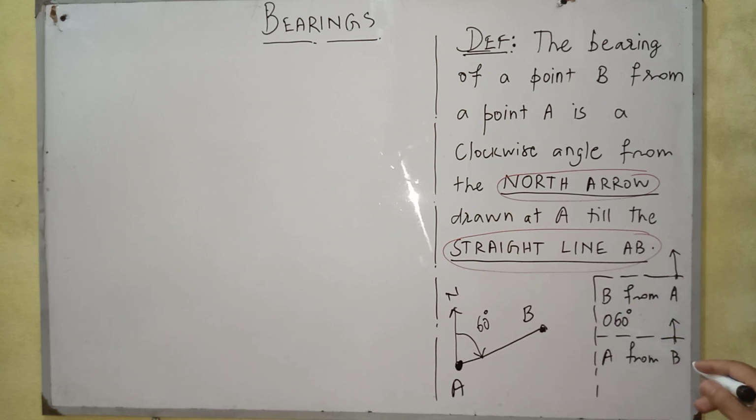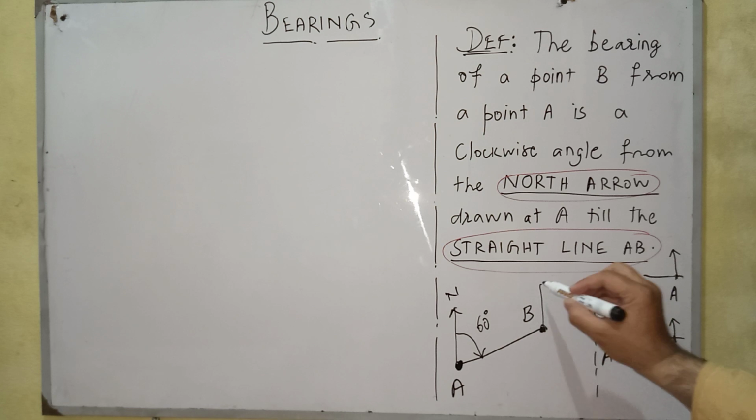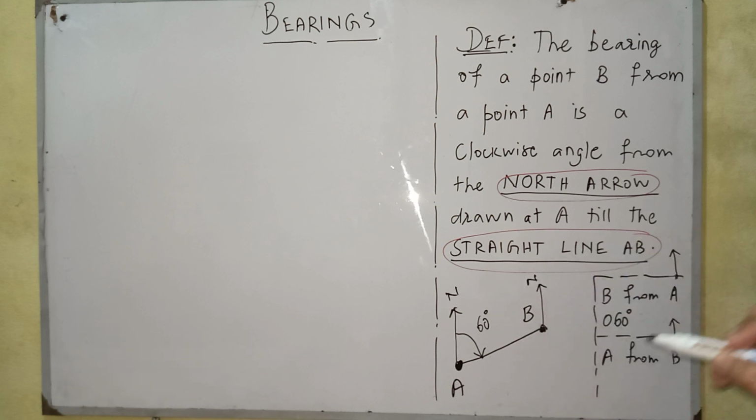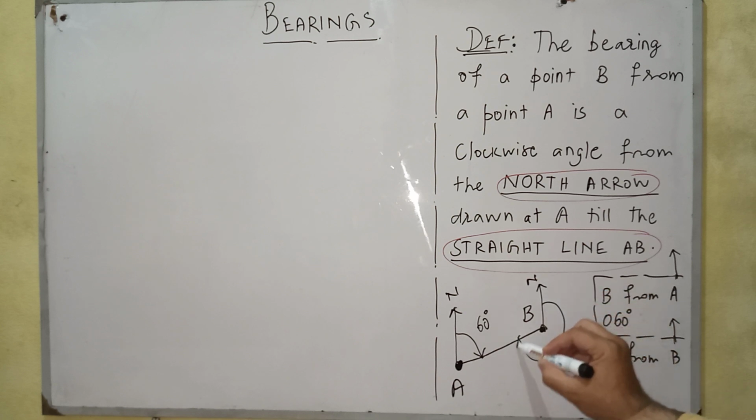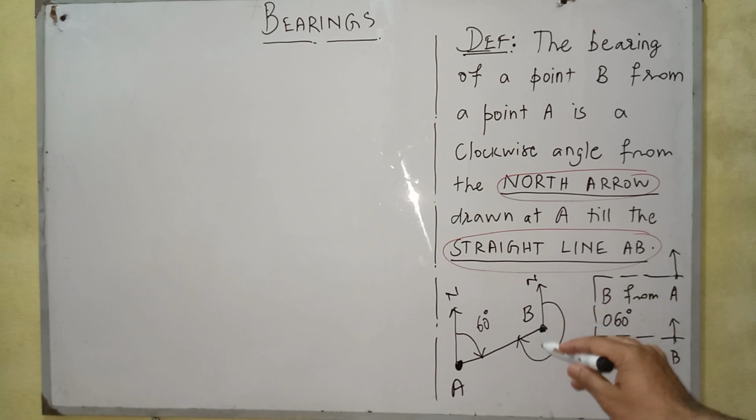Now in this part we need to find the bearing of A from B, so we will draw a north arrow at point B like this. We will draw the north arrow at point B. So in this part we will start a clockwise angle from this north arrow and we will go till this straight line AB. Now this angle is actually the bearing of A from B.